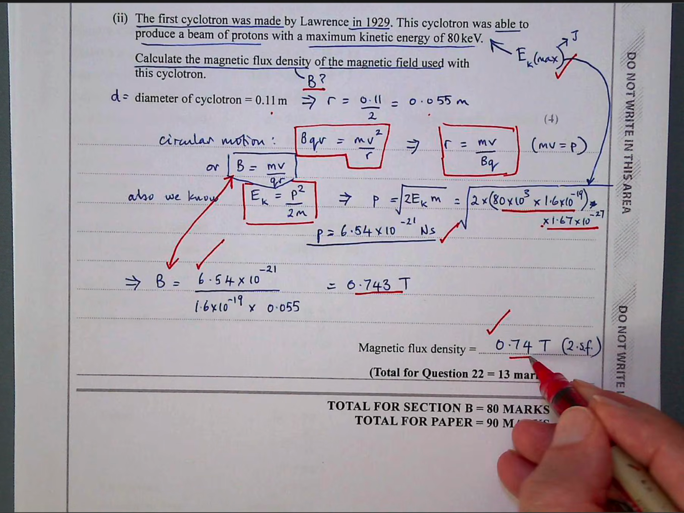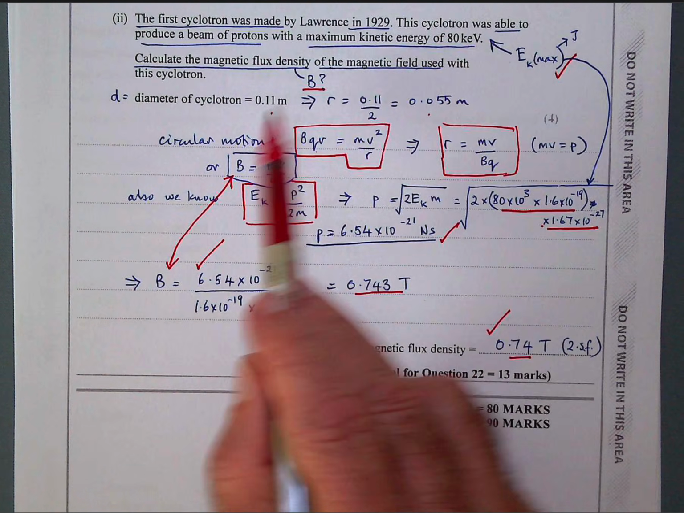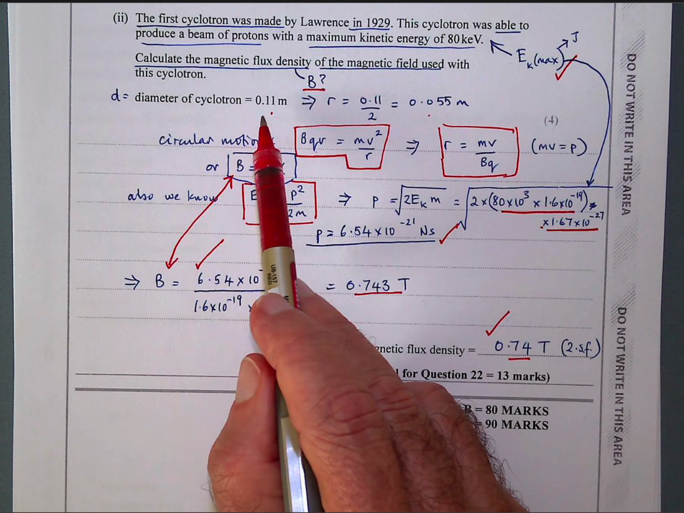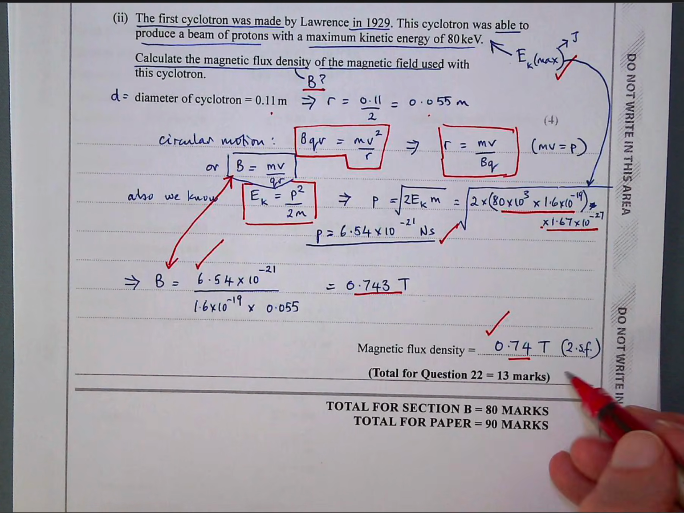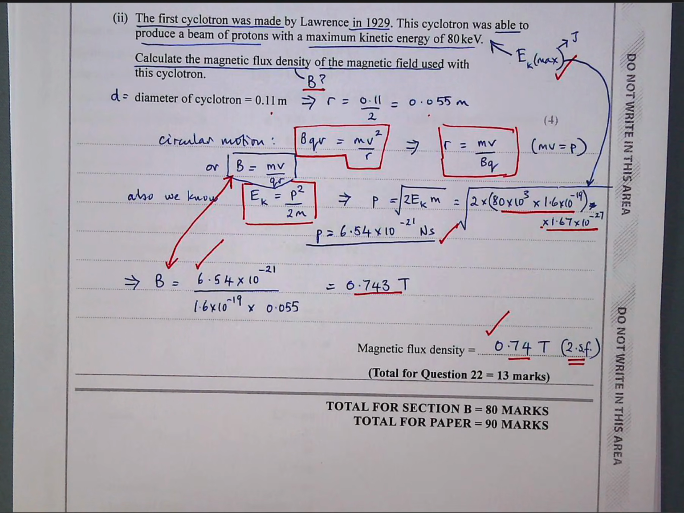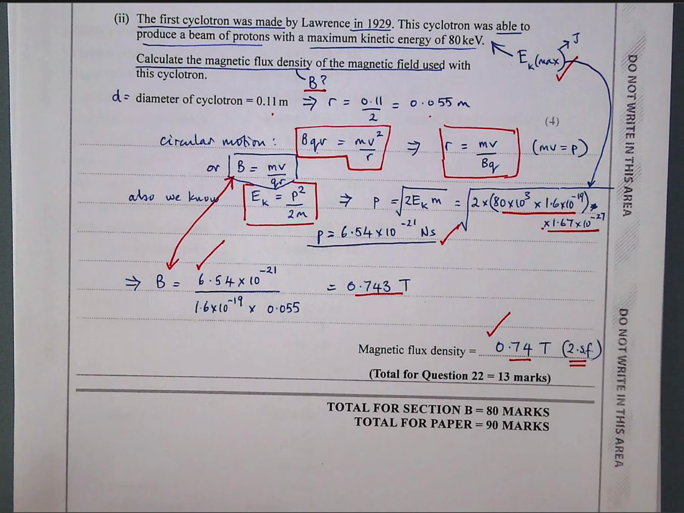I think you should only use 2, because we have 80 kilo electron volts and 0.11. We're not really being given any accurate data, so it should only be 2 significant figures. You could lose a mark if you put 3 significant figures here.